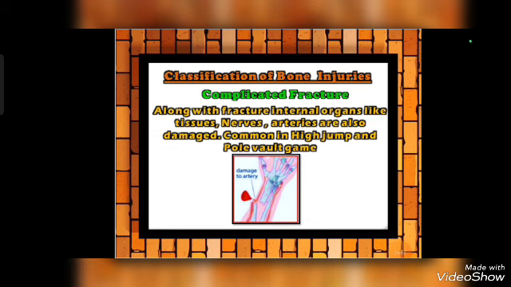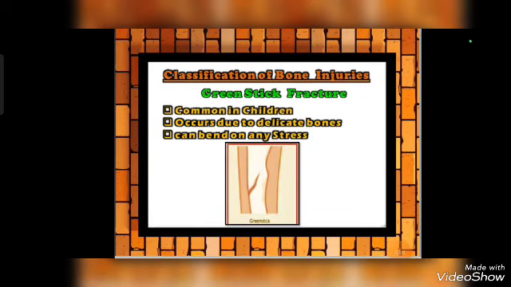Complicated fracture. These are the fractures which lead to damage of tissues, nerves, arteries. It is common in high jump and pole vault. Green stick fracture. These are common in children with weak and delicate bones. It can also bend on any stress too.